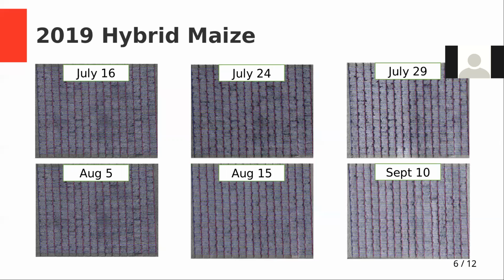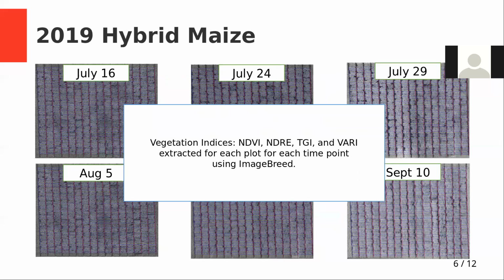To illustrate, here we can see 6 time points flown over a hybrid maize experiment in 2019. This experiment was 612 hybrids planted over 800 plots. Again, in blue and red, you can see the plot polygons that were assigned in ImageBreed. Vegetation indices were extracted, namely NDVI, for each plot and for each time point.